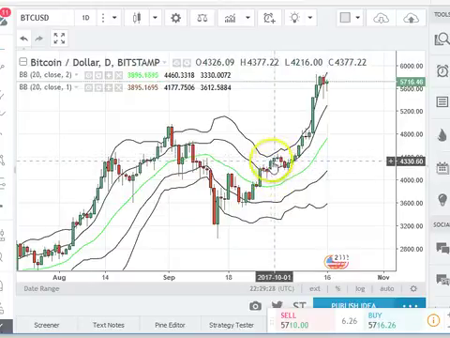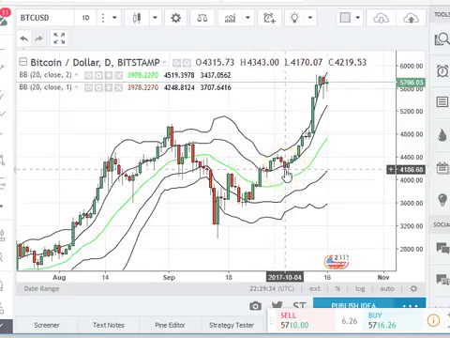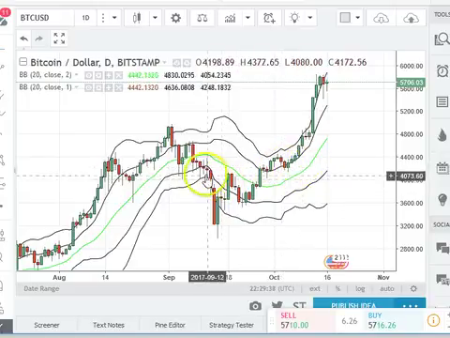So in this case, you can see that we closed the first half for 150, moved our stop to break even, and Bitcoin actually closes below the first standard deviation Bollinger Band, so that means that we're out of the trade.